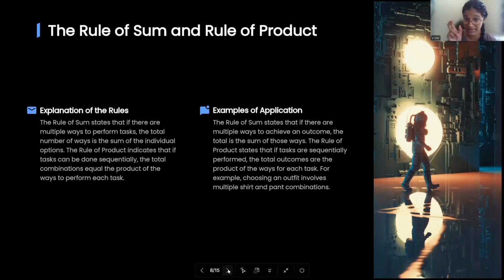Example for applications. The rule of sum states that if there are multiple ways to achieve an outcome, the total is the sum of those ways. The rule of product states that if tasks are sequentially performed, the total outcomes are the product of the ways of each task. For example, choosing an outfit involves multiple shirt and pant combinations.